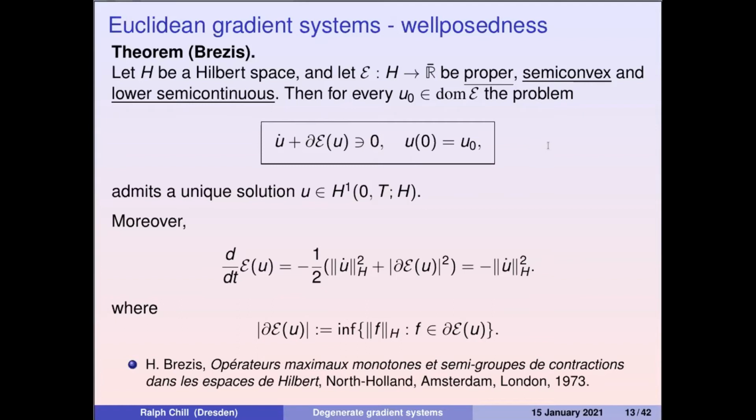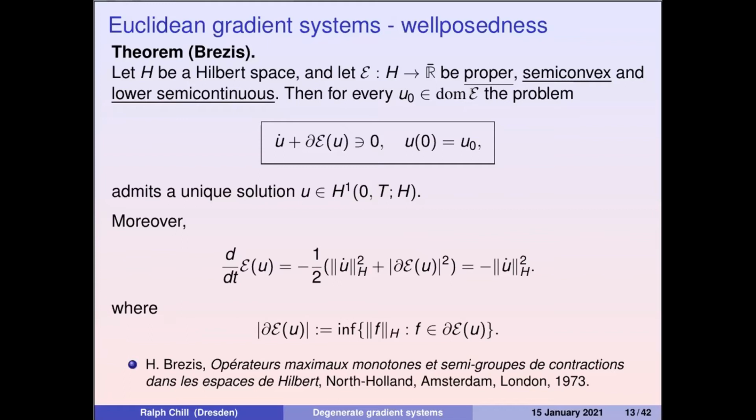And this is one of the, I think, nicest results in maybe nonlinear evolution equations. I mean, simple equations, gradient systems, that under very few properties, so here the energy is proper, semi-convex and lower semi-continuous. This can be, in many examples, checked very easily. Then you already have existence and uniqueness of solutions for every initial value u0 in the effective domain.